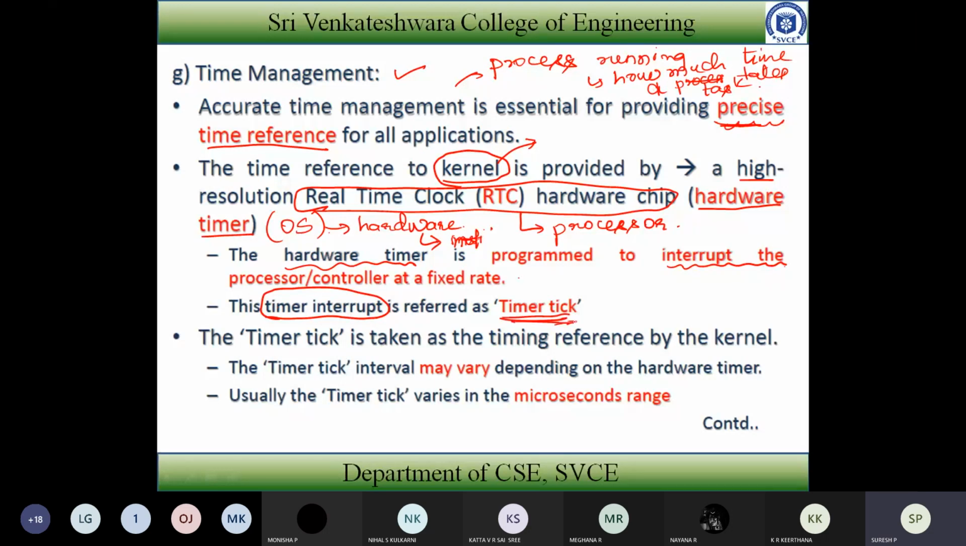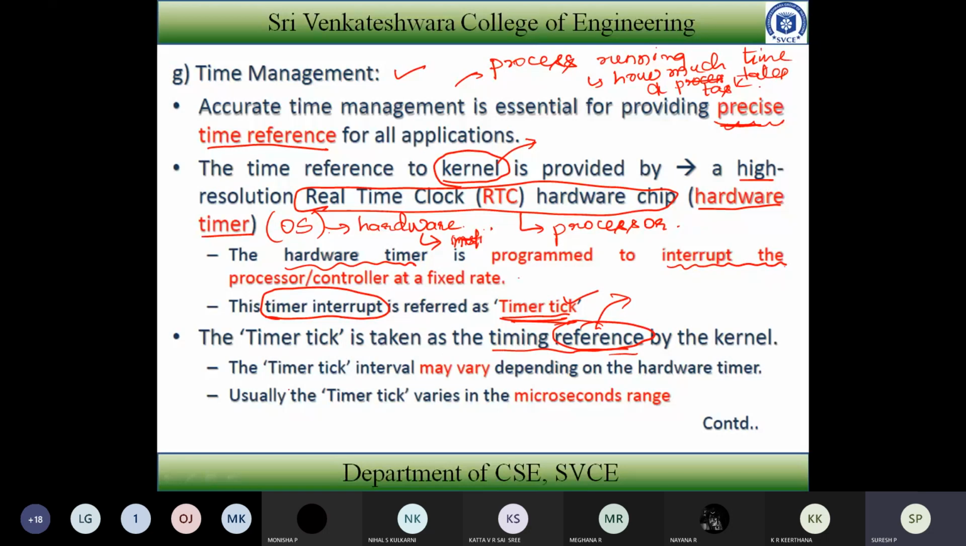Now what do you mean by timer tick is the next step. So next comes the question, what do you mean by timer tick? Your timer tick is taken as the timing reference by the kernel. That is an important point: the timer tick is taken as a timing reference by the kernel.